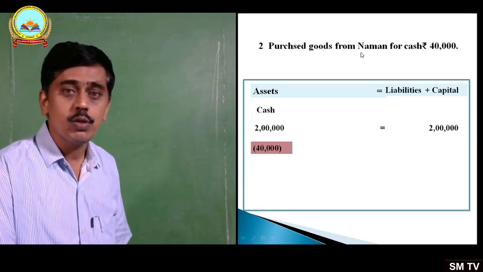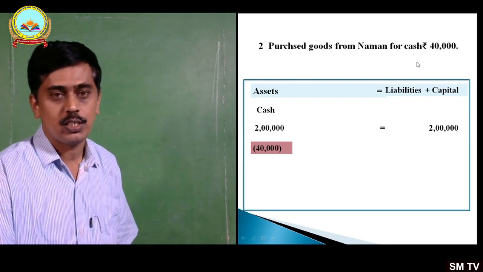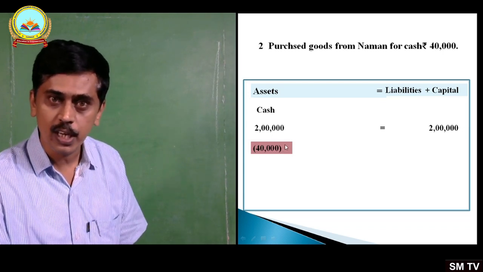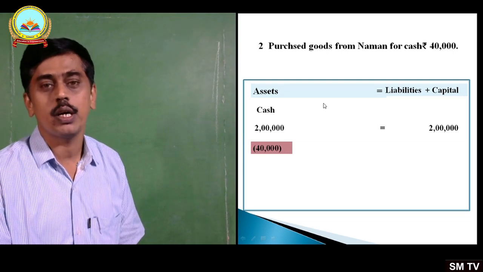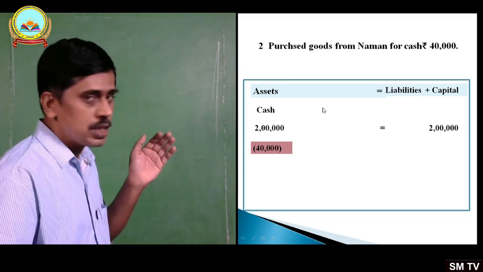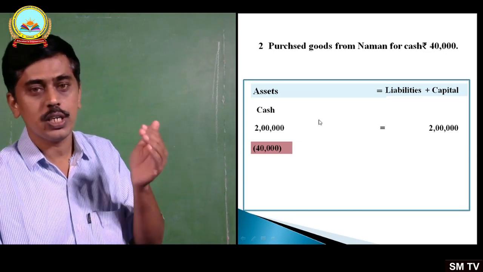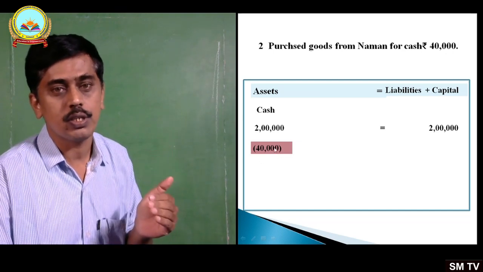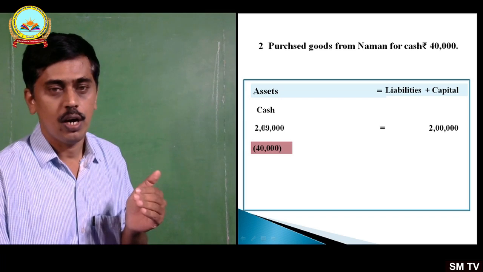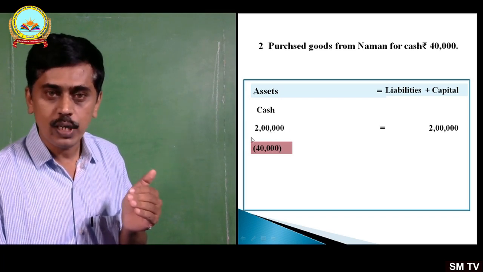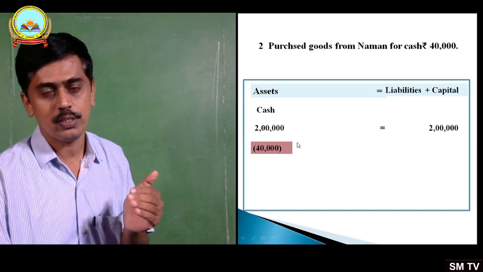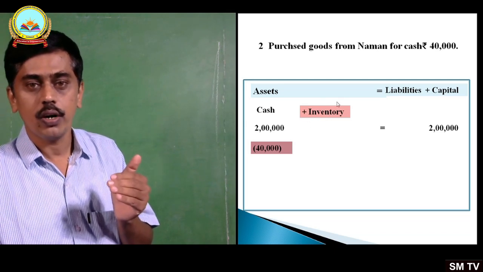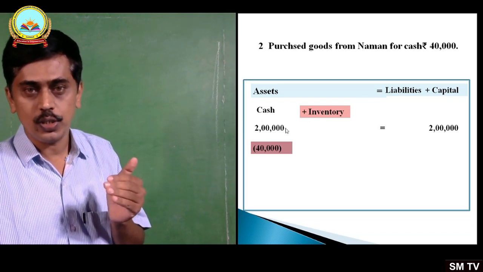Now purchased goods from Naman for cash rupees 40,000 means Harsha uses 40,000 or he pays 40,000 to whom? To Naman. What for? For purchase of goods. He purchases goods and pays 40,000 rupees. How much he has cash? 2 lakh. Of the 2 lakh, he has used 40,000 rupees to purchase goods. So you write goods or inventory here. One asset reduces, a new asset comes.